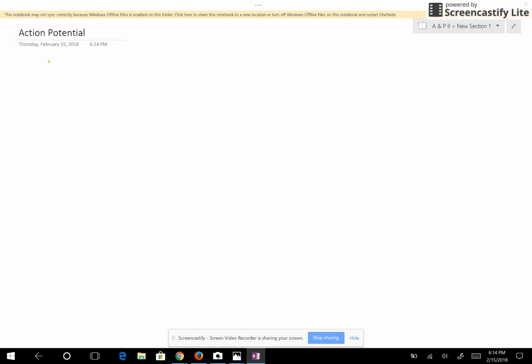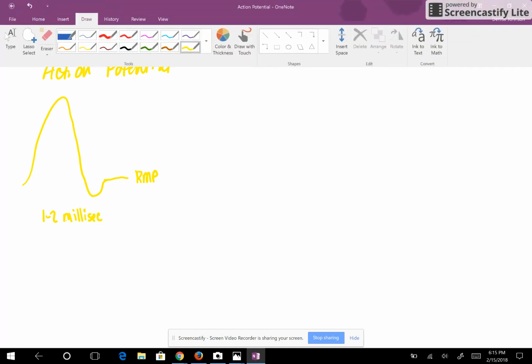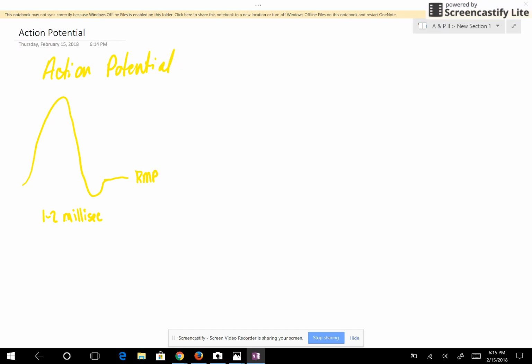Okay, let's look at the action potential. The action potential of cardiac muscle is different from the action potential of a skeletal muscle. First, let's look at the action potential for a skeletal muscle. You're going to have depolarization, repolarization, hyperpolarization, and then you will have return of the resting membrane potential, if you remember that from A&P1. This is something like 1 to 2 milliseconds. So it's extremely fast.